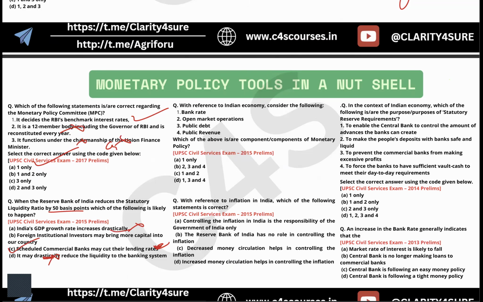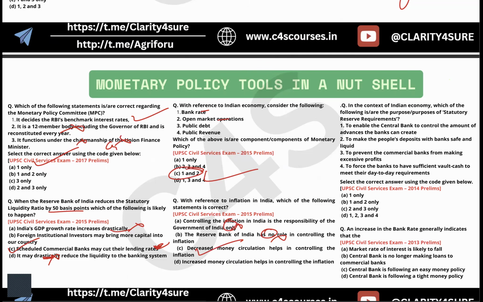With reference to India, consider the following: bank rate, open market operation, public debt and revenue. Which are the monetary policy tools? As we have discussed in the entire session, bank rate and open market operations, 1 and 2 are the right option here. With reference to inflation in India, which of the following statements is correct? Controlling inflation in India is the responsibility of the Government of India only. Only, an extreme word, wrong. The Reserve Bank of India has no role. Again, extreme word. This is wrong. Decreased money circulation helps in controlling inflation. Yes, obviously, if money circulation is less, it helps. So C is right over here.